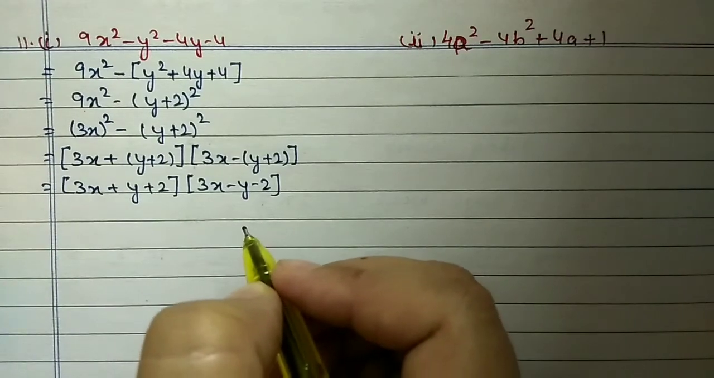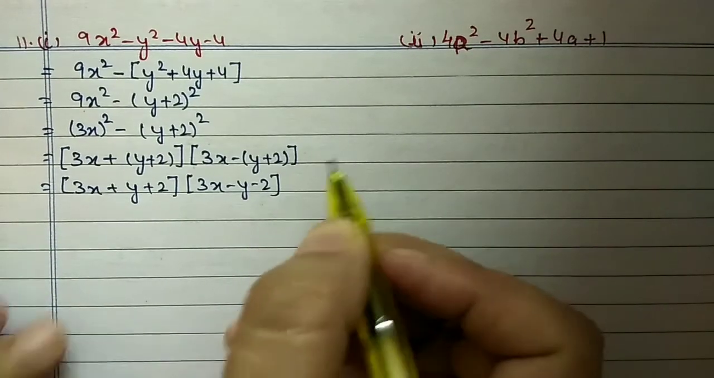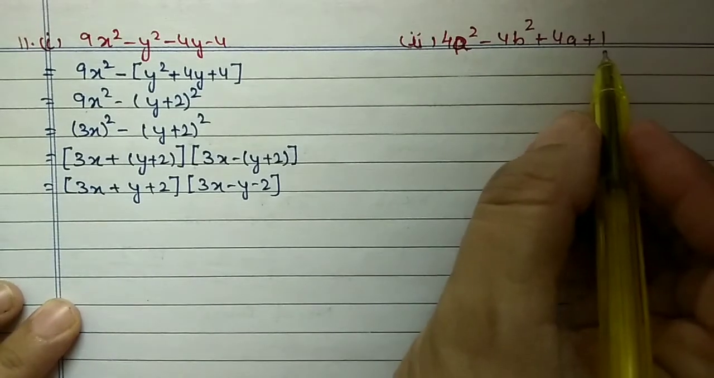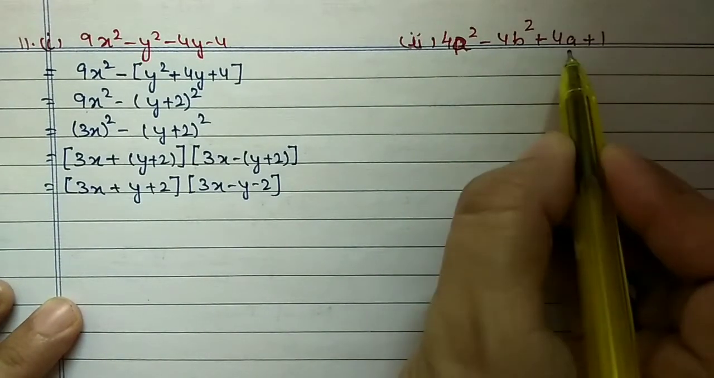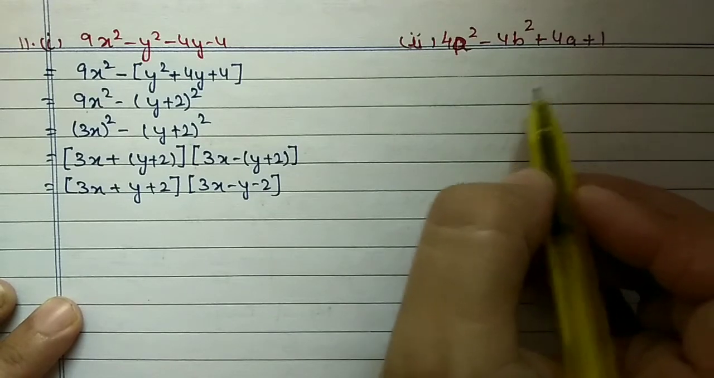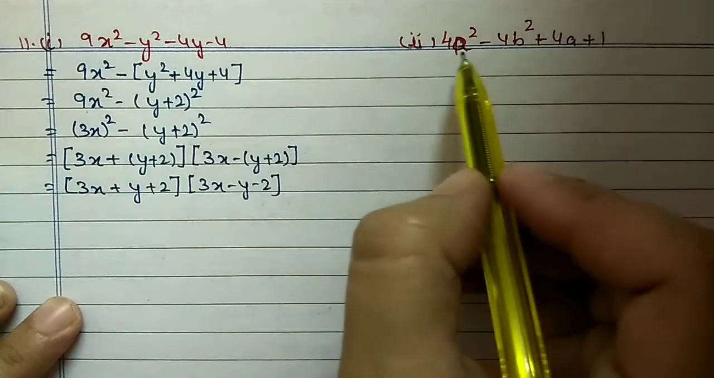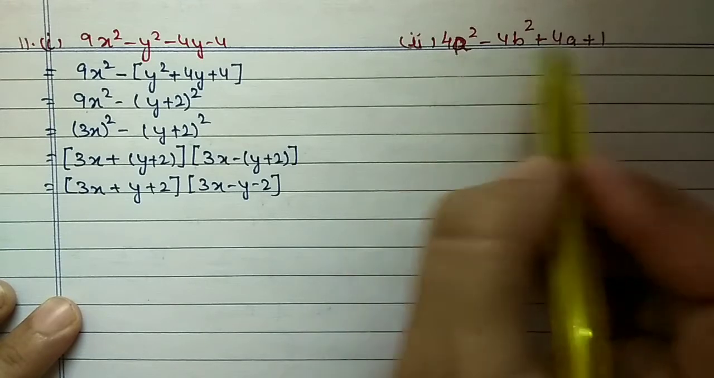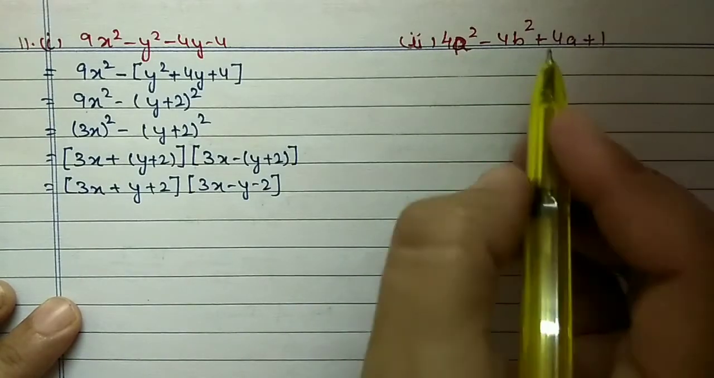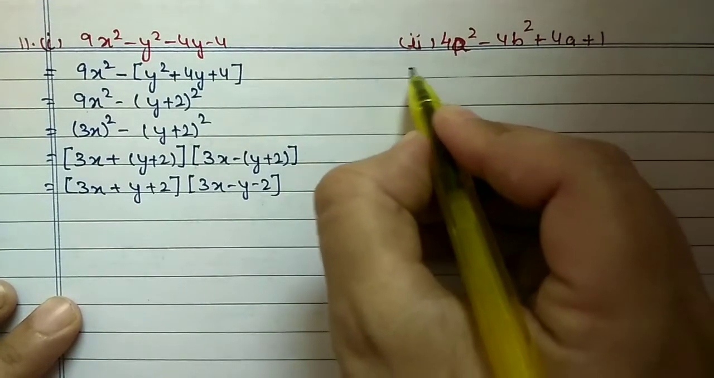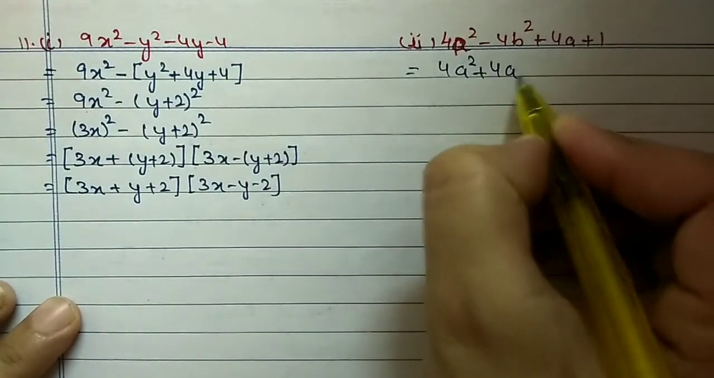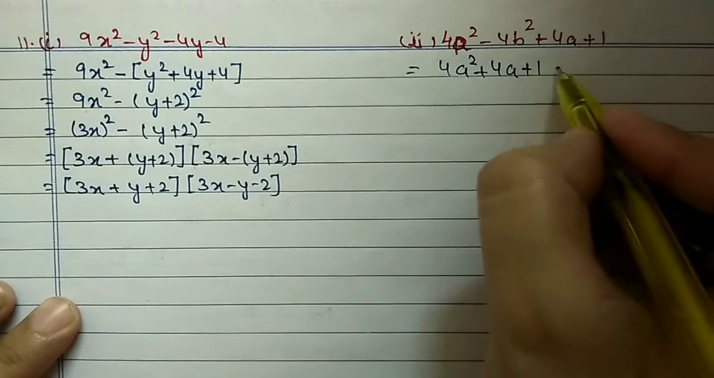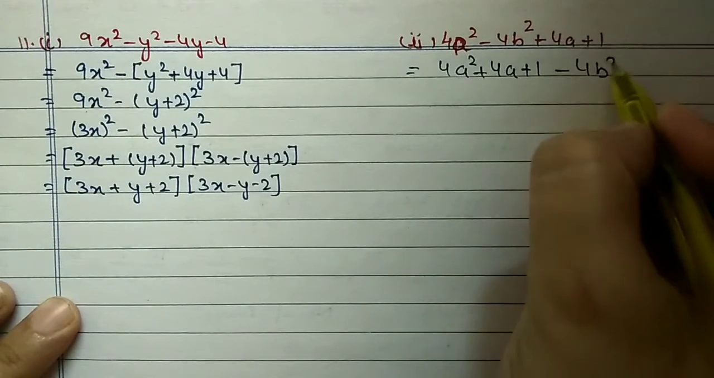Second part, 4a square minus 4b square plus 4a plus 1. So here if you take these last three, see here b square is there, here a. So we will not get any formula here. We have to take this 4a square, 4a and 1 together. This thing we will take at last. So 4a square plus 4a plus 1. And this minus 4b square we will shift at last.